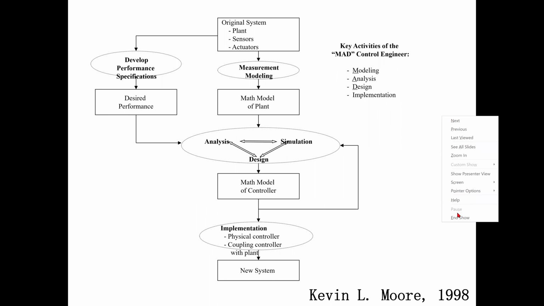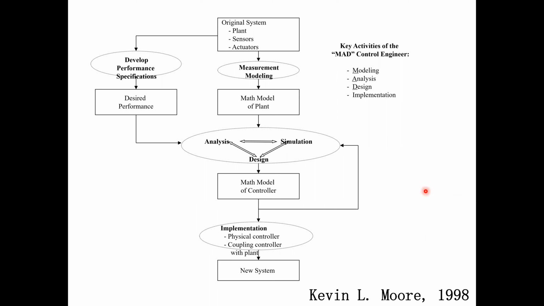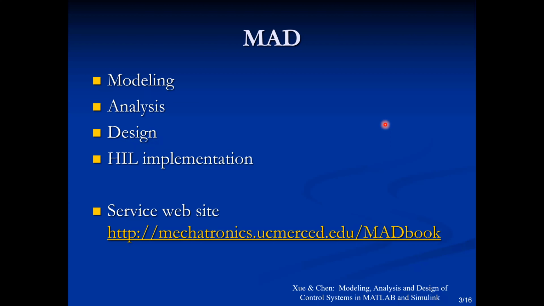So this is basically the flow chart, okay? You do analysis, simulation, design, and you have to have a model. Here we have model development, performance specifications, and whether you have the desired performance. So you put all of this, what you want and what you know, into this iterative process. Then you have this model for control that you implement, and you have a new system. So that is the picture.